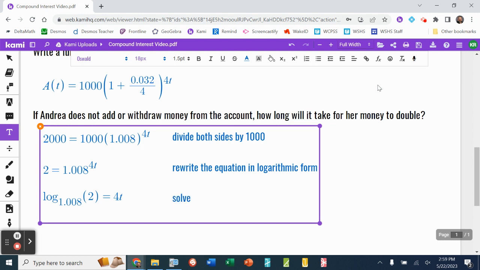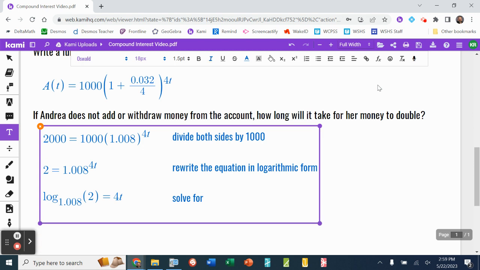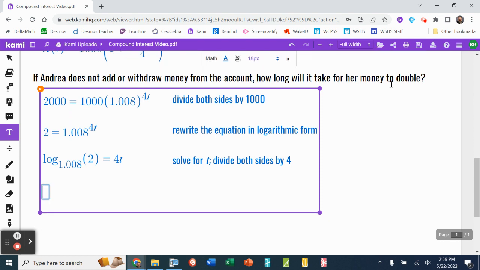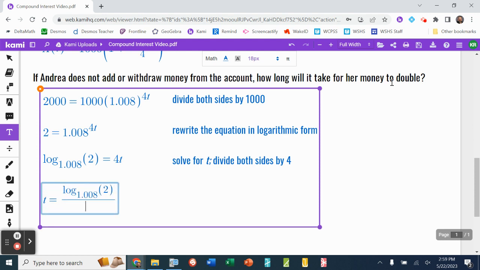And now we simply need to solve for t. So I'm going to do that by dividing both sides by 4. So what we end up with then is that t is equal to log base 1.008 of 2 divided by 4.